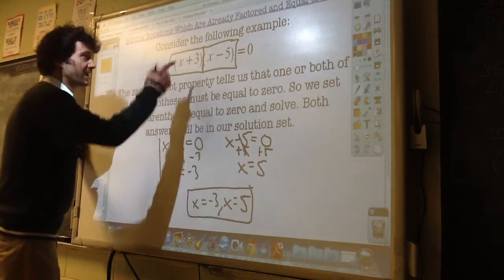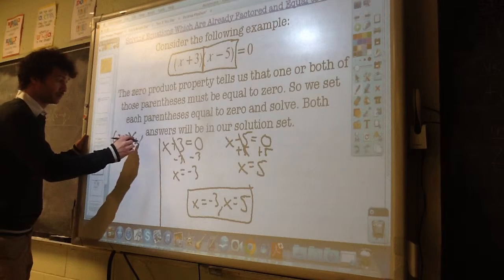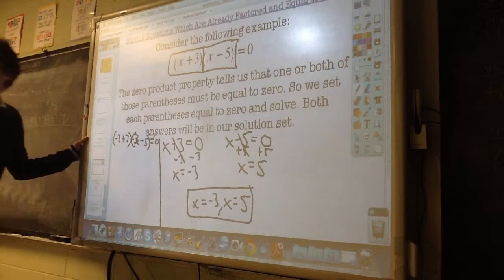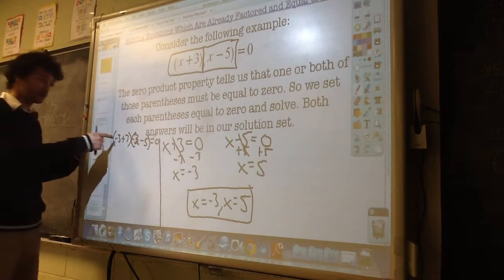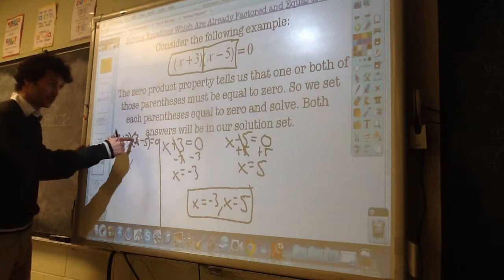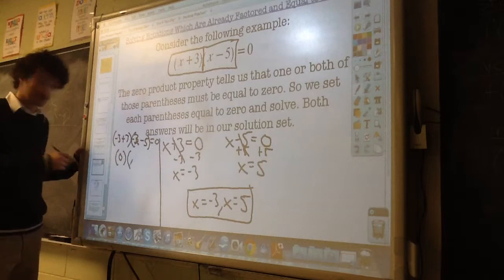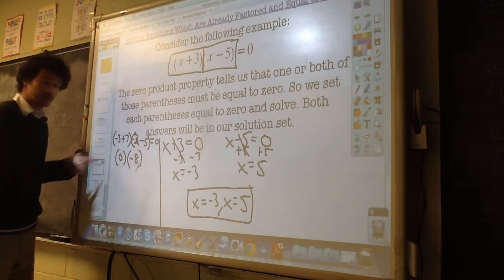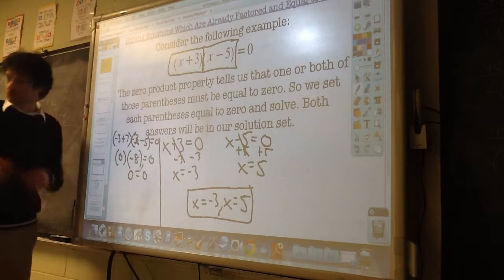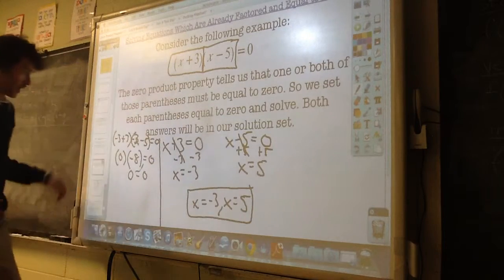So if I plugged in negative 3, I would have negative 3 plus 3 times negative 3 minus 5 equals 0. And let's see if we get a true statement when we work this out. What's negative 3 plus 3? 0. So this parentheses is 0. And negative 3 minus 5? Negative 8. Good, Alex. What's 0 times negative 8? So I end up with 0 equals 0. That's a true statement. That means this is a solution, right? This makes it true.